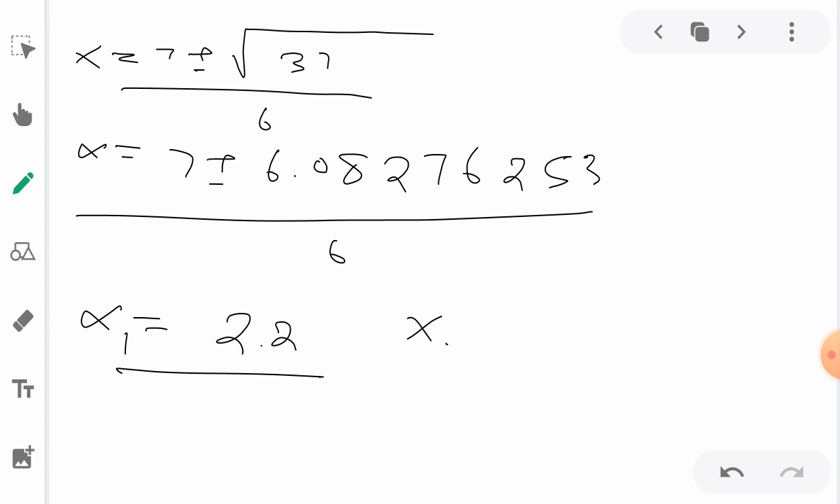Then the other x value is when I subtract 7 minus 6.08276253 divided by 6. That will give me 0.2. That's another value of x. So that's how you solve this quadratic equation. Let's go to question 2.